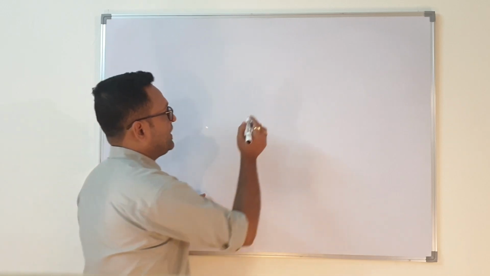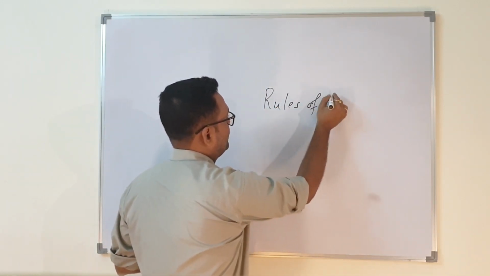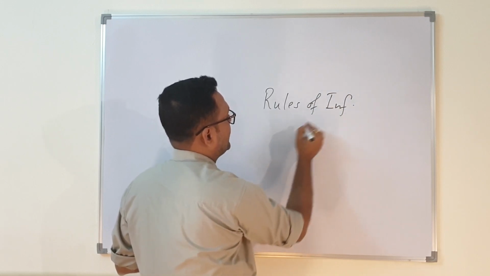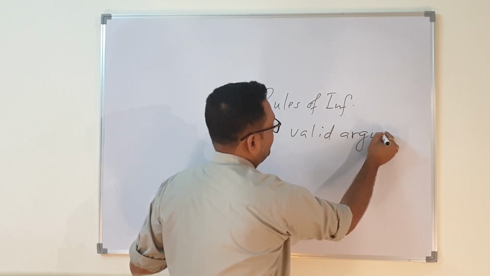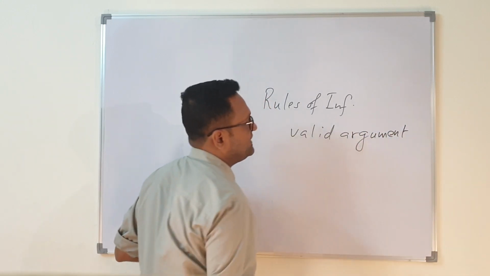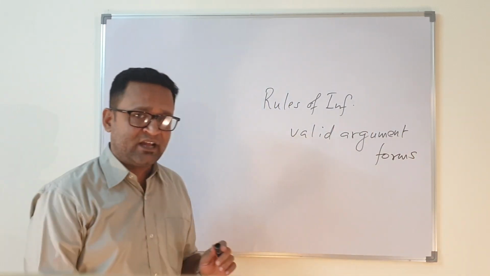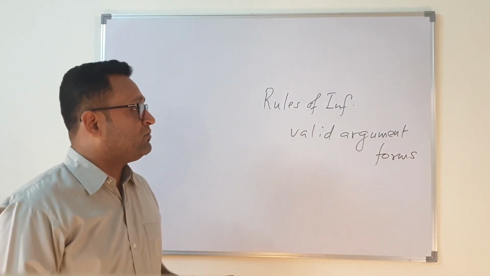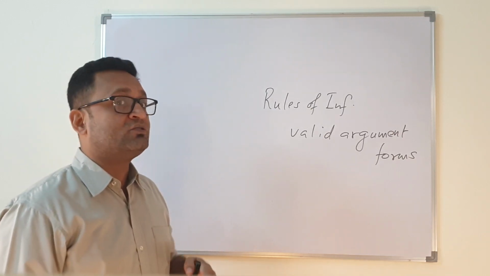If you remember, I said that rules of inference were valid argument forms, right? So they were valid argument forms and we studied these valid argument forms, the 9 valid argument forms which are there in our book. Now, these rules of inference are a little bit different from the rules of replacement which we will be discussing.